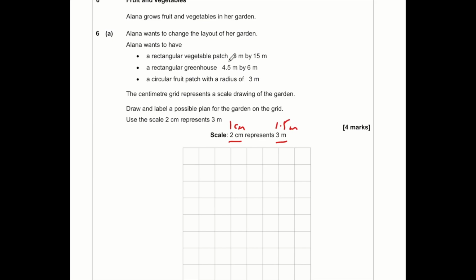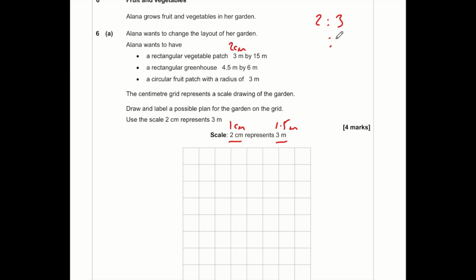So the rectangular vegetable patch is 3 meters by 15 meters. Okay, so we know that 3 meters is going to be 2 centimeters on the picture. So let's just write this down as a ratio. I'm just going to write it down as 2 to 3, ignoring the fact that one is centimeters and one is meters. That will just confuse things if we do a bit of a conversion.